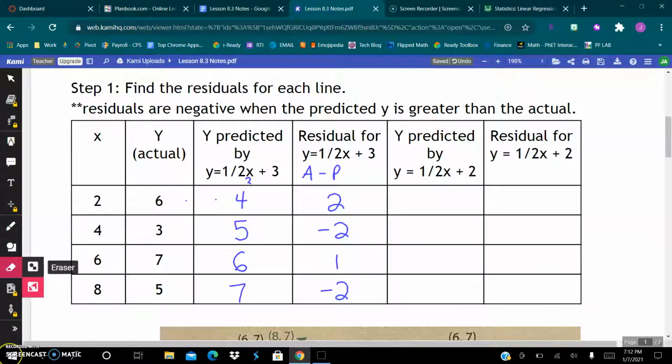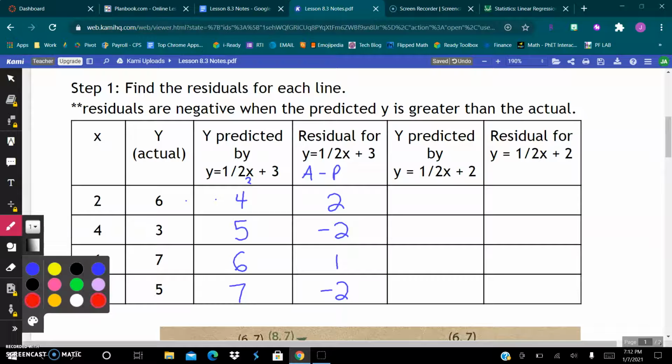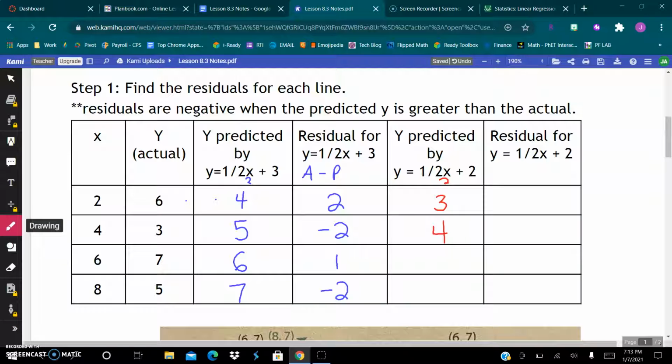Now we're going to take a look at the 1/2 x plus 2 equation. Again, I'm going to go back over there and find my x values. The first one is a 2, so I plug in a 2. Half of 2 is 1, 1 plus 2 is 3. Then we plug in 4. Half of 4 is 2, 2 plus 2 is 4. And then we plug in 6. Half of 6 is 3, 3 plus 2 is 5. Half of 8 is 4, 4 plus 2 is 6.